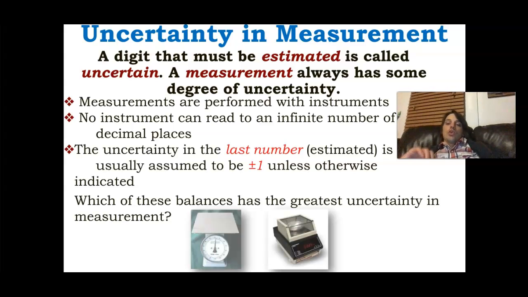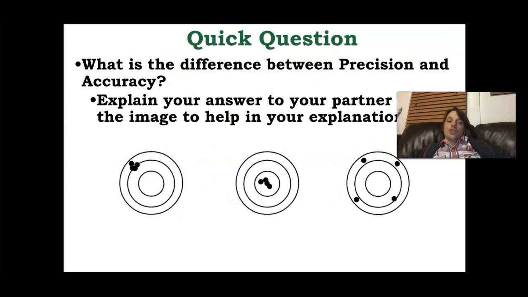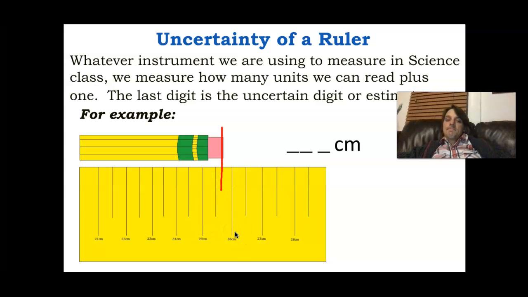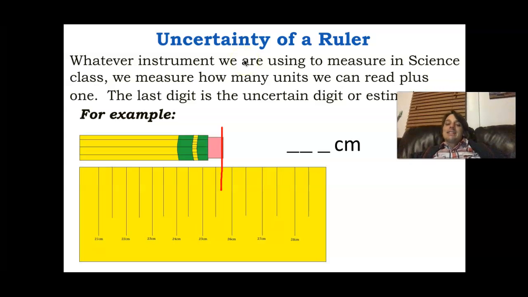Okay? So, you're always going to have one uncertain measurement. We're going to do a few practices today, but again, tomorrow in class, we'll do more. Okay? So, let's look here. This pencil, we can all agree, falls somewhere between 25 and 26. So, I can say it's 25 point something.